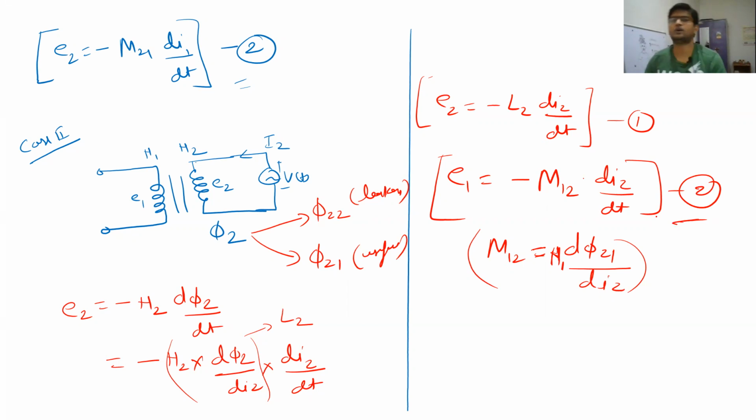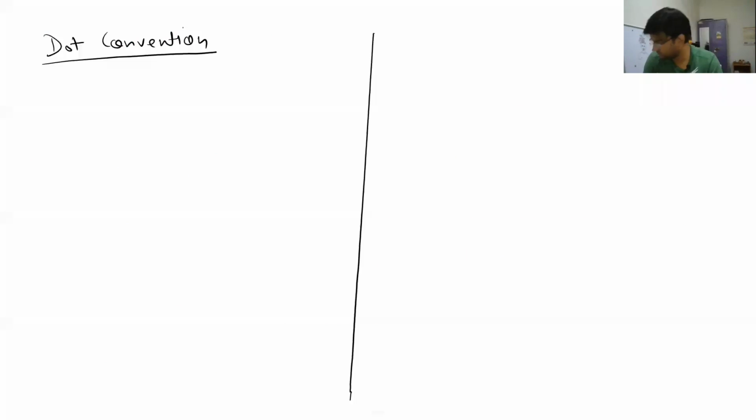So this is how these mutual and self inductances work. And now let us move to the next slide. Now let us talk about dot convention. The dot convention comes from the style by which we wind our coil.